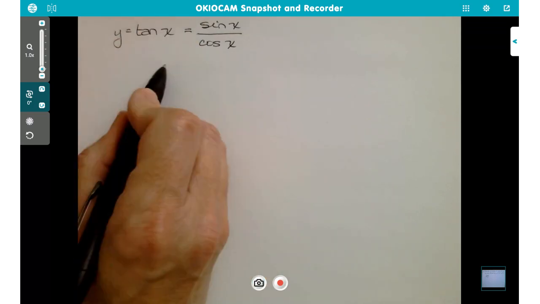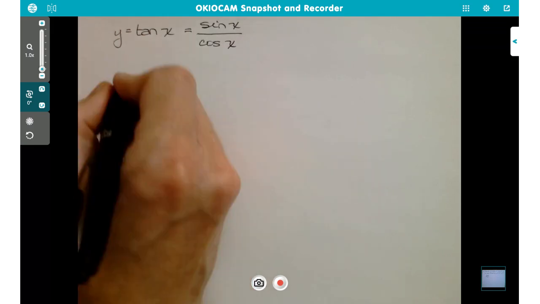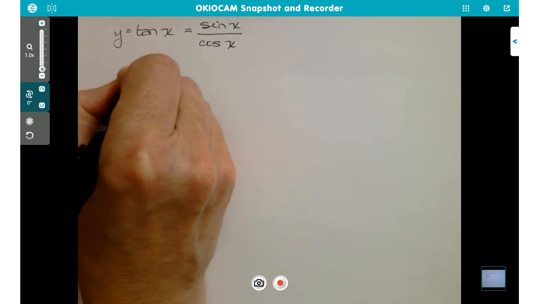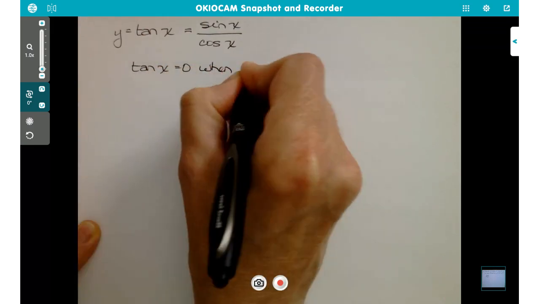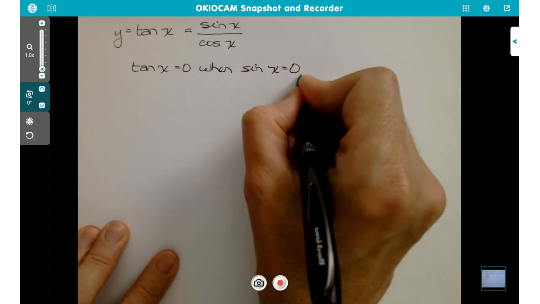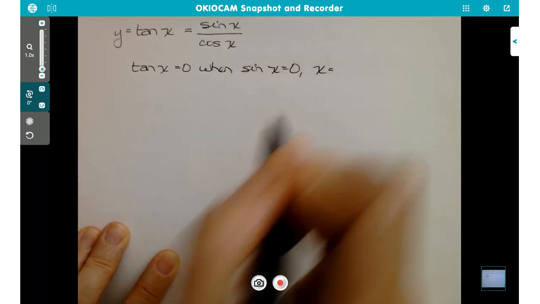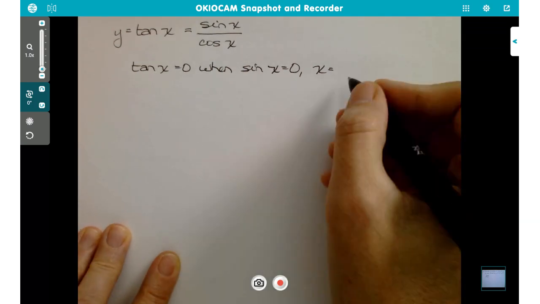Tangent x is going to be equal to 0 wherever its numerator is equal to 0. That's the sine. So tangent x is 0 when sine x is 0. And that happens when x is, let's see, sine of 0 is 0, sine of pi is 0, sine of 2 pi, 3 pi. We can go down the other way, negative pi, negative 2 pi, on like that.